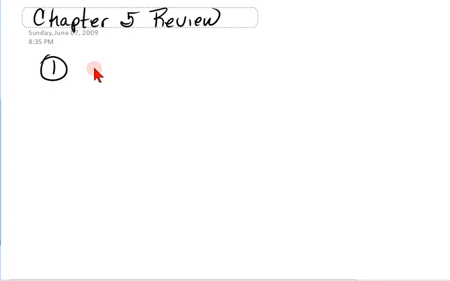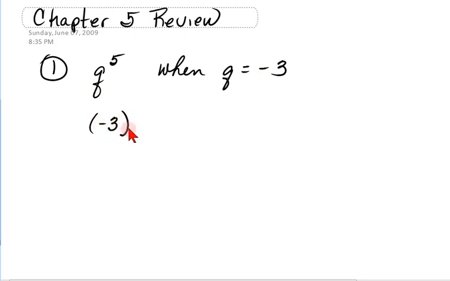All right, number 1, I'm not going to write the instructions on this video review. Evaluate the expression with the given values. What is q to the 5th when q is equal to -3? Okay, so I'm supposed to evaluate this. That means I'm going to put -3 in parentheses, raised to the 5th power. If I have a negative base and I'm raising it to an odd power, that means I'm going to have an odd number of negative factors. What sign will the answer have?